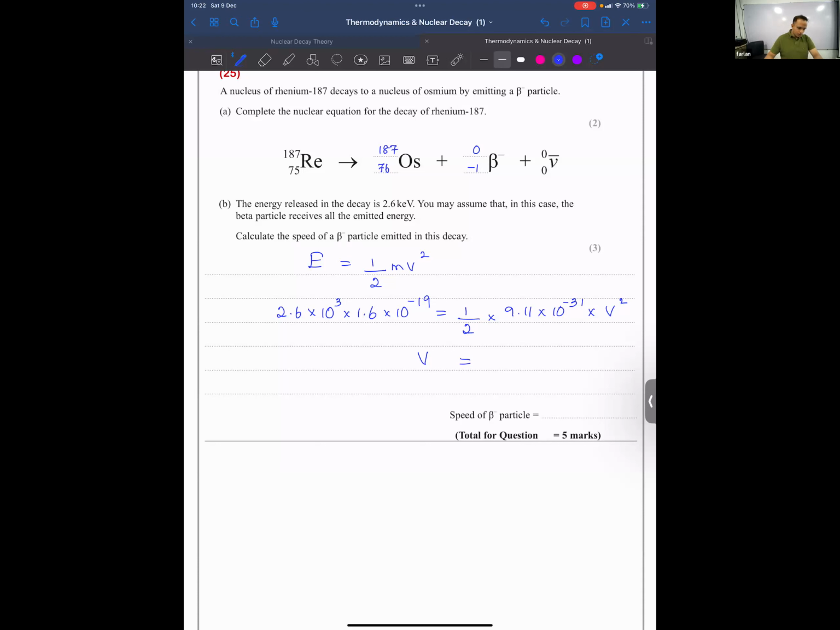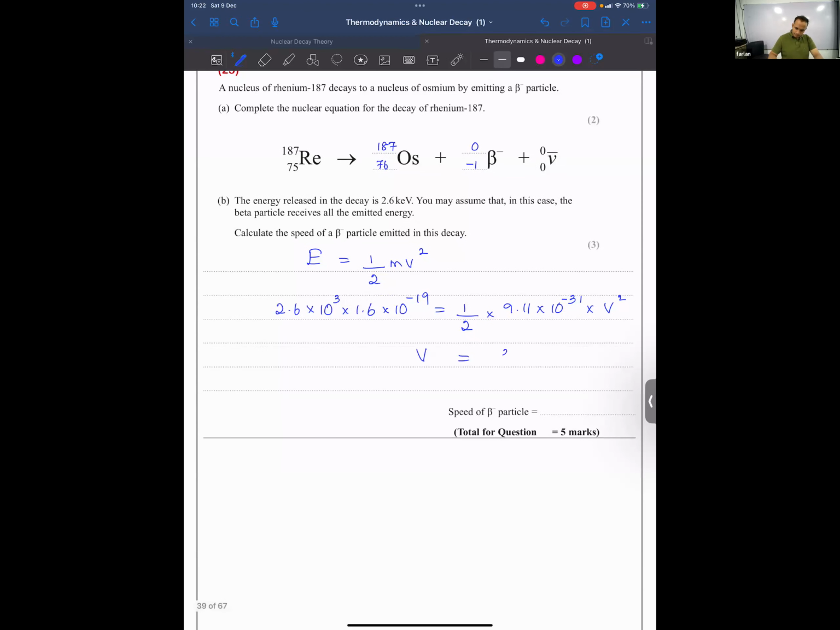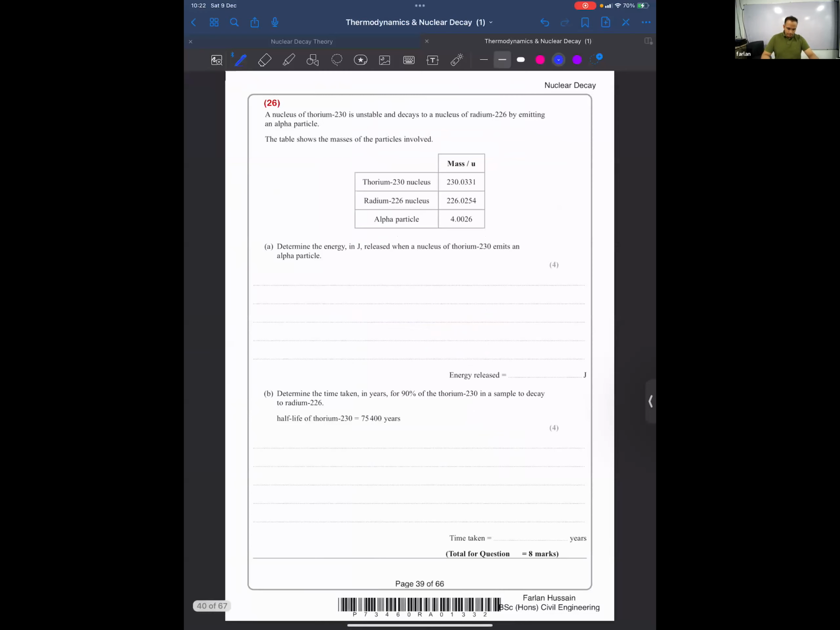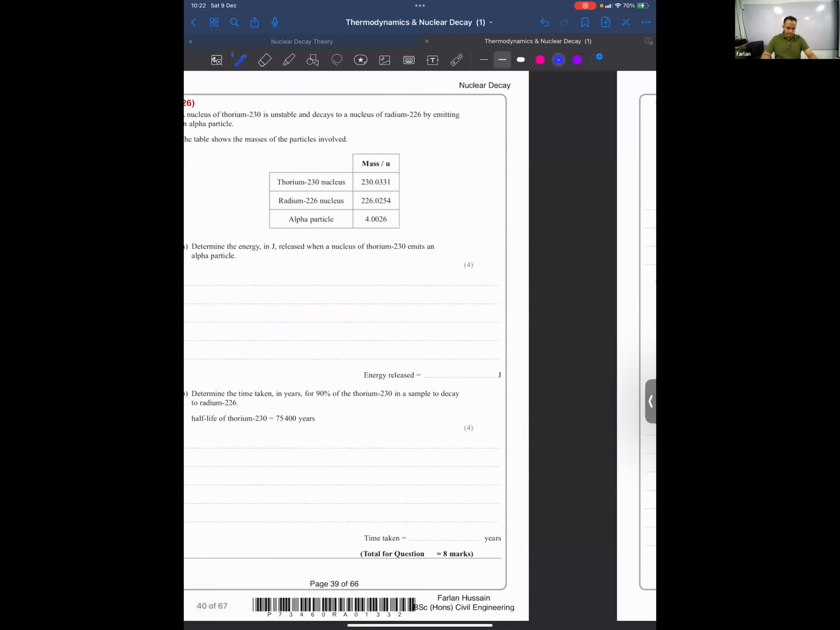Is it 3.02 into 10 to the power 7? Have you got this answer? Start with the next one. 26.